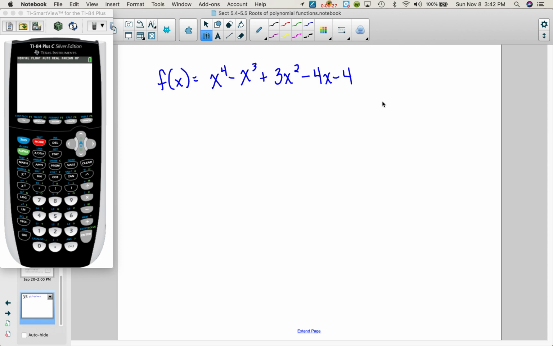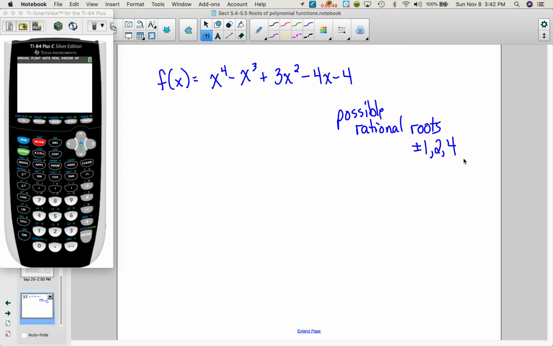So you would start with your possible rational roots. Notice that there is no leading coefficient, or it's a 1. So my possible rational roots are just going to be plus or minus 1, 2, and 4.